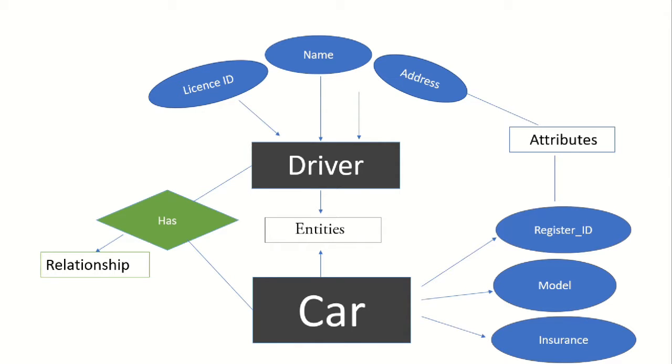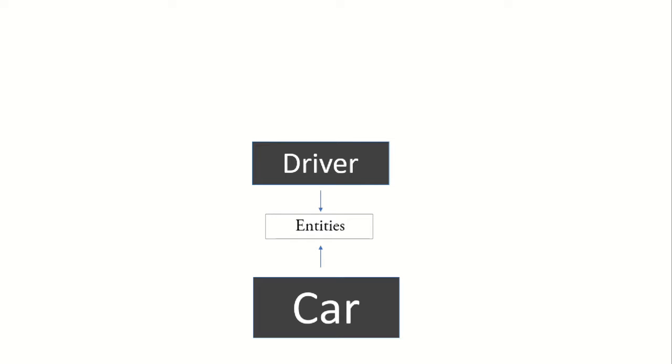Let's get to know how the three basic elements of an ER diagram work. An entity can be a person, place, event, or object that is relevant to a given system. For example, an object car and an object driver. Car and driver are both entities. They are represented in a rectangular shape and named using a singular noun.